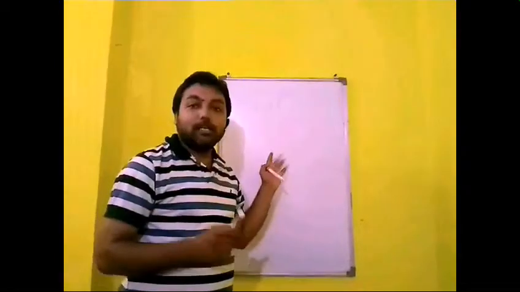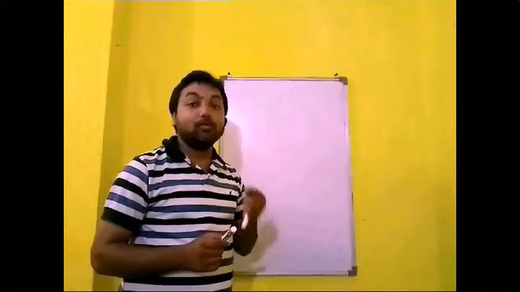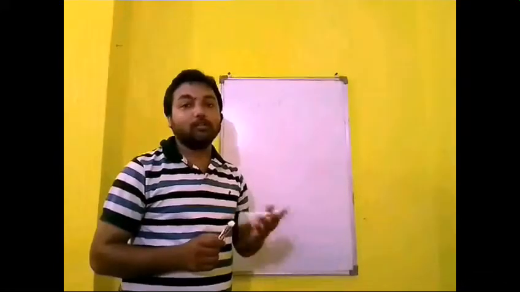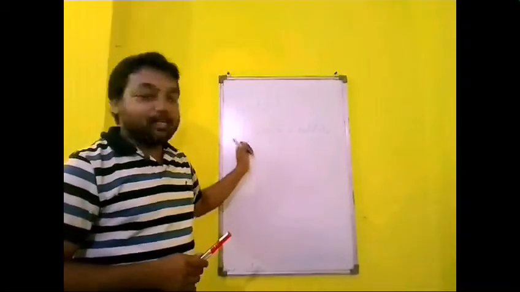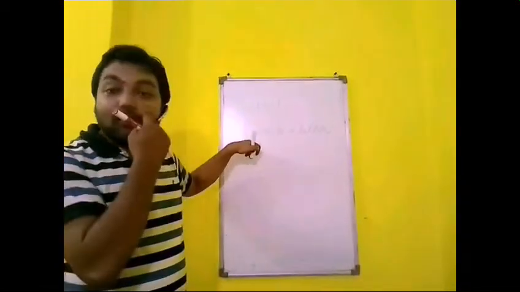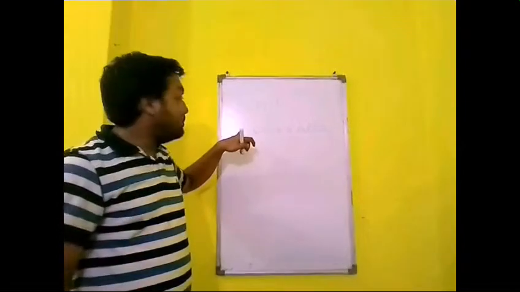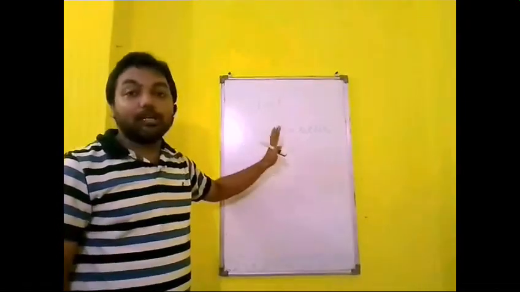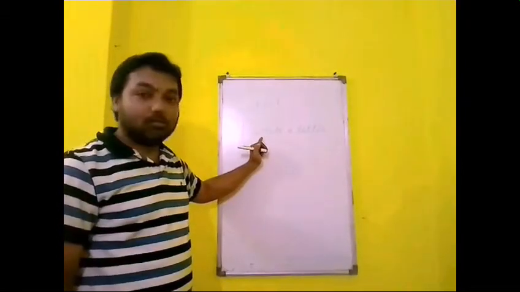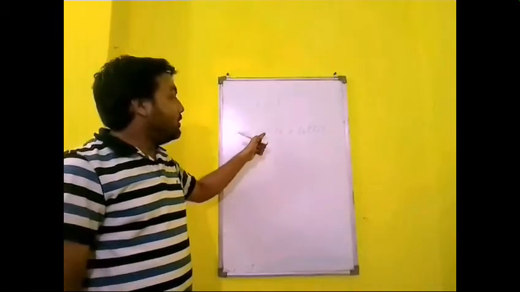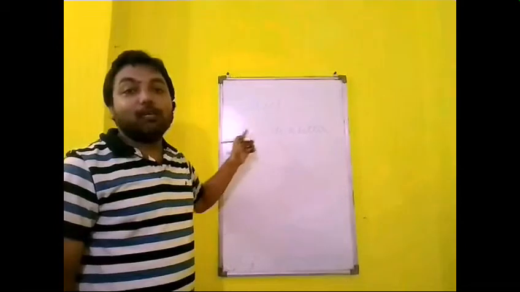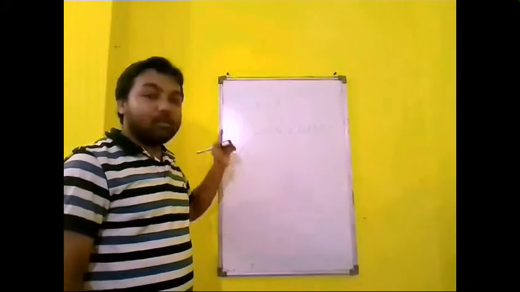A subject is the doer of an action. A person who does an action, who does a work, is known as the subject. For example, I write a letter. Here, I is the subject. The work is writing the letter. The work of writing is done by whom? I. So I is the subject here.